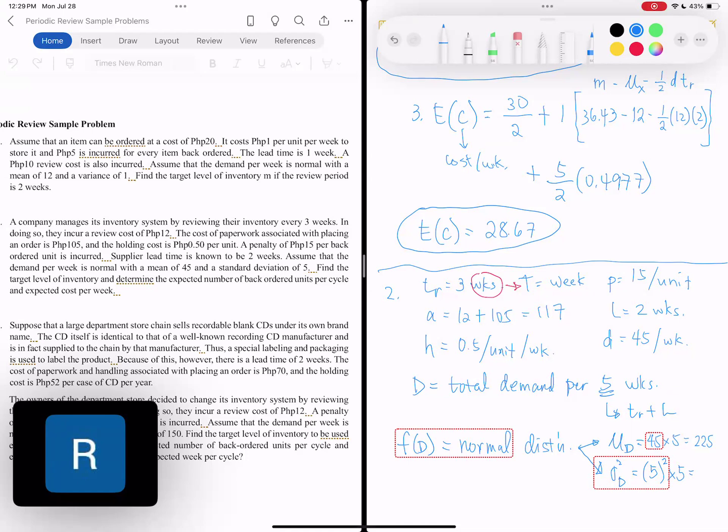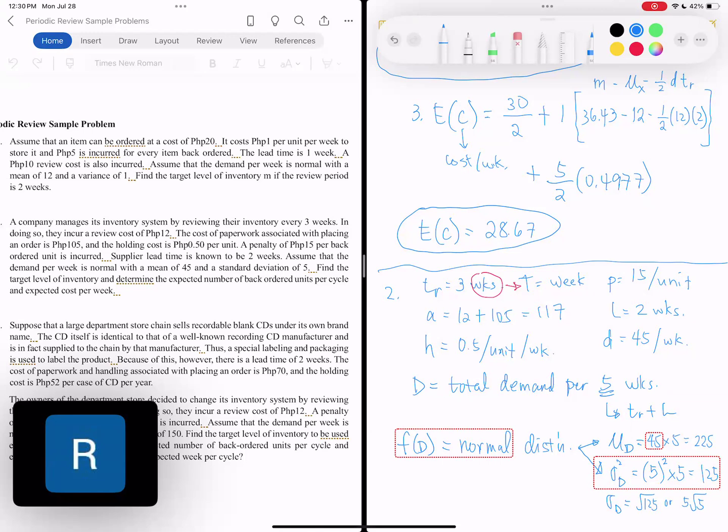Do you follow, class? Yes, sir. So therefore, this should be 125, right? For 5 weeks. Since you required sigma, that's the time you get your sigma after you get the variance for 5 weeks. So sigma would therefore be the square root of 125, which is equal to 5 times the square root of 5.